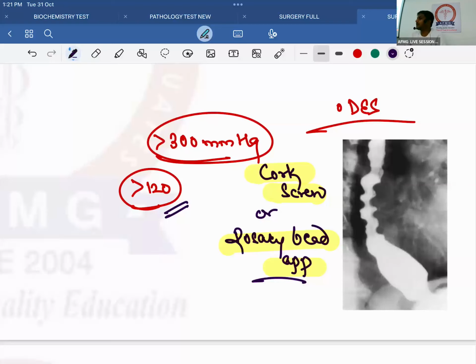Treatment यहाँ भी क्या? Investigation of choice यहाँ भी क्या होगा? Esophageal manometry. Treatment यहाँ भी क्या होगा? Myotomy surgery. कोई दिक्कत नहीं है इसमें.